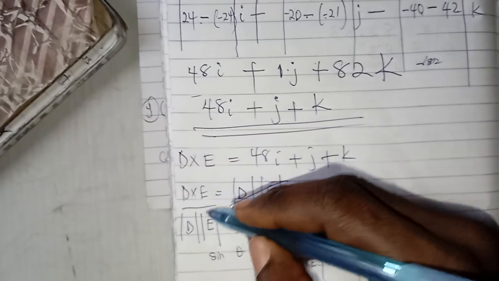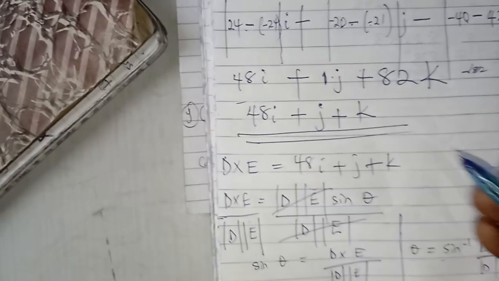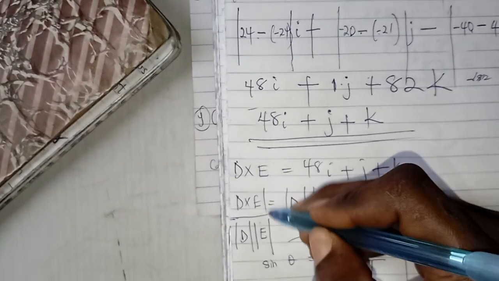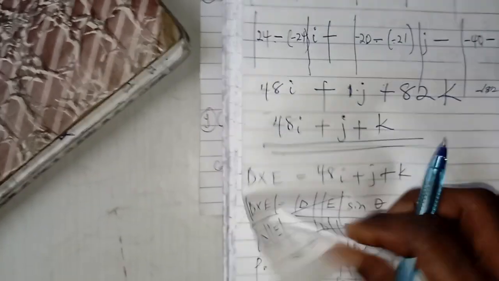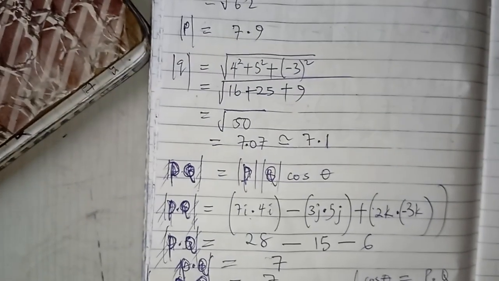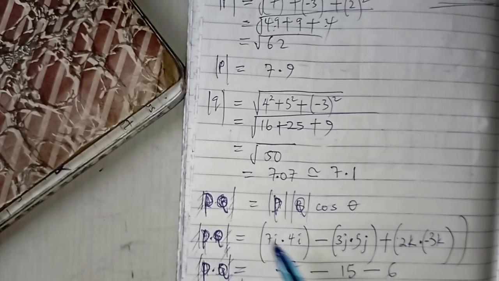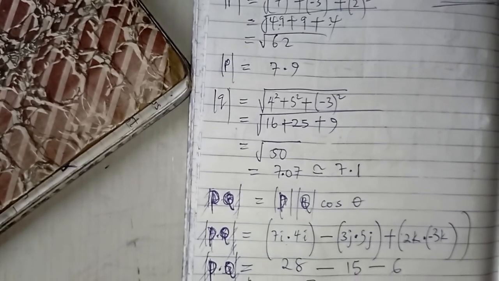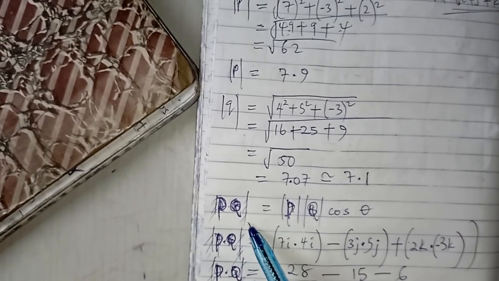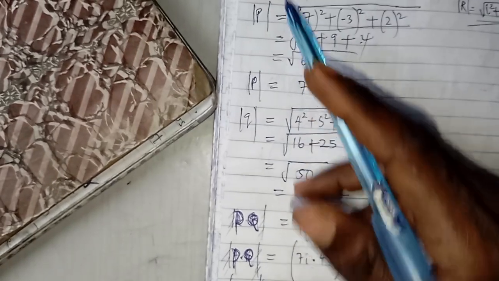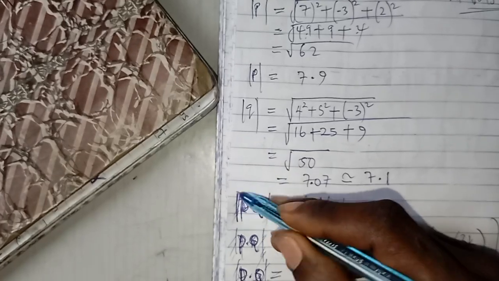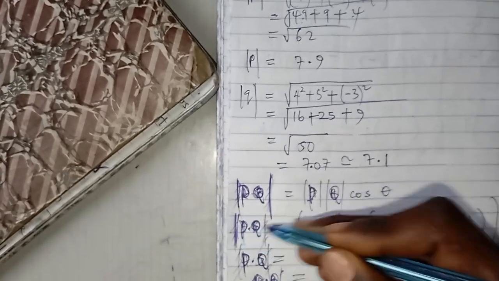Remember, first of all, yes, we've gotten D cross E. But to get the angle between them, it is actually the magnitude of D cross E. So this is going to be like this. So let's check here. Okay, yes, see, this should have been this way. See what I mean.